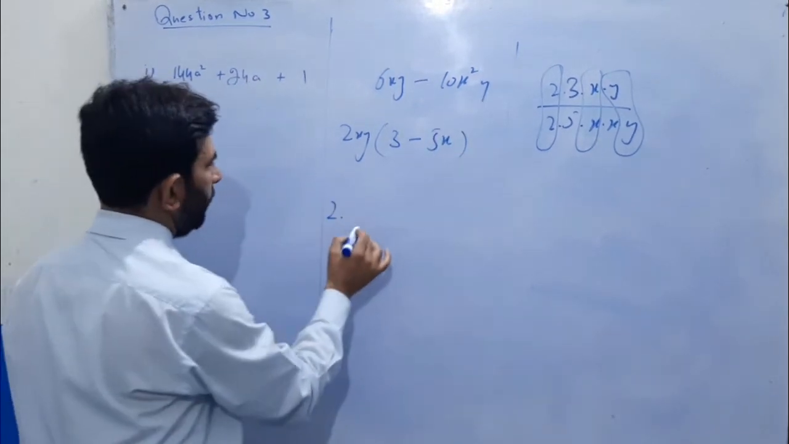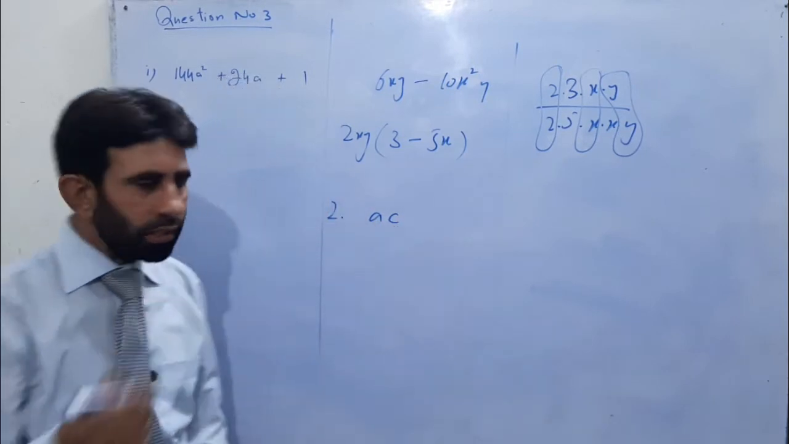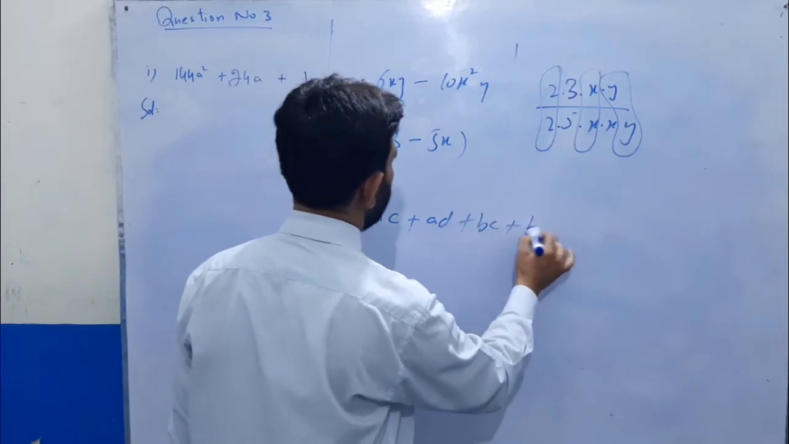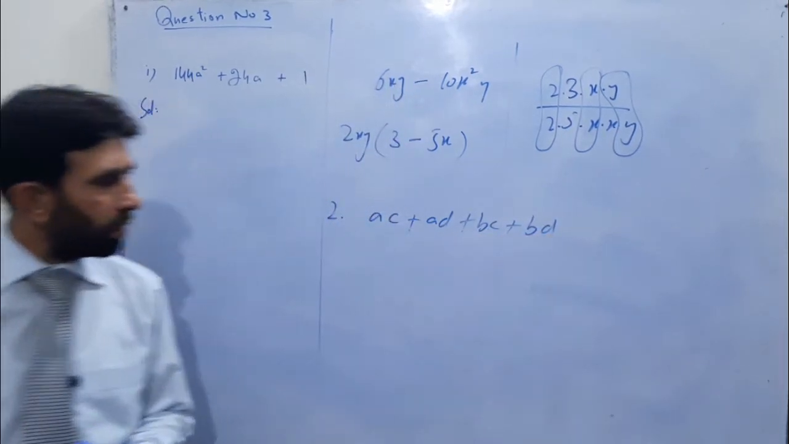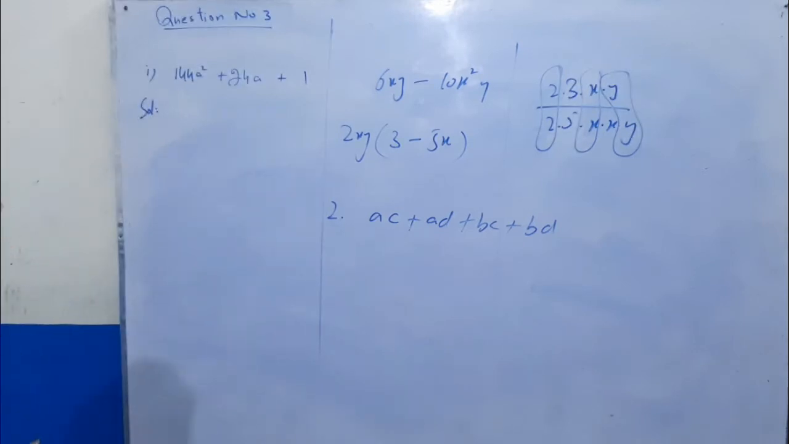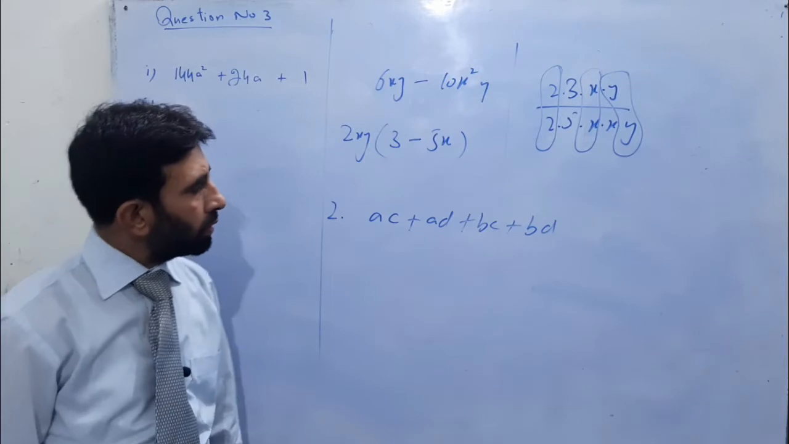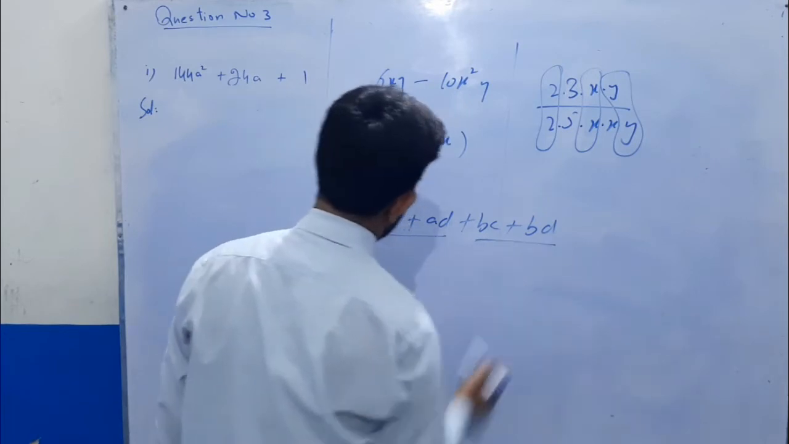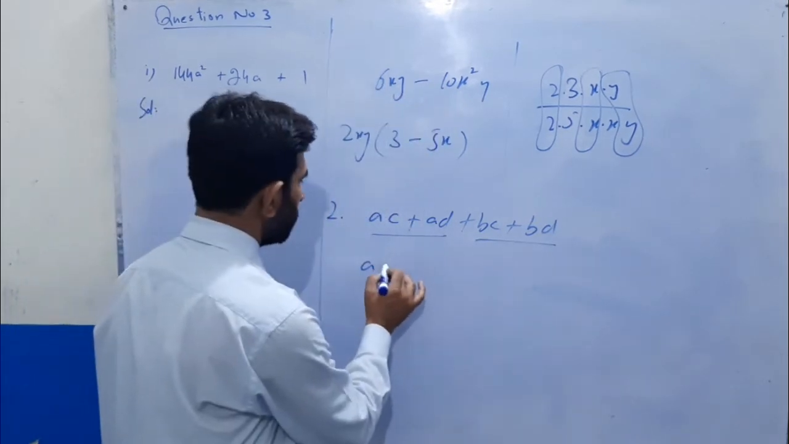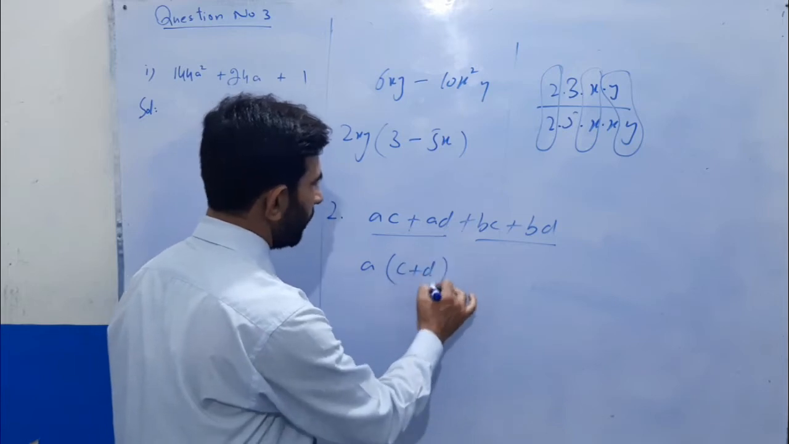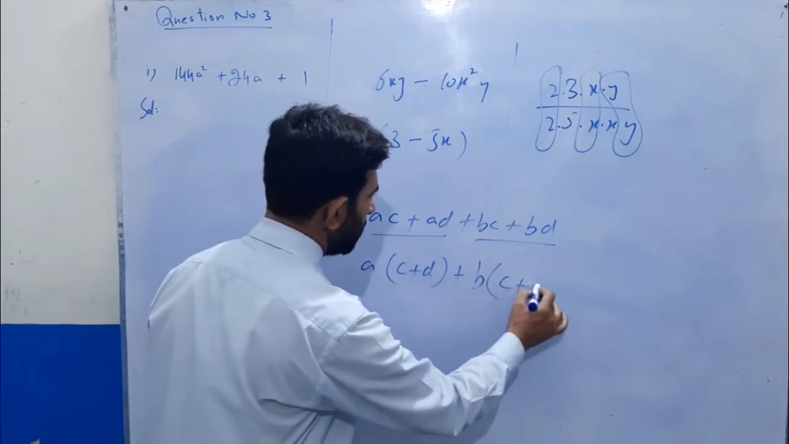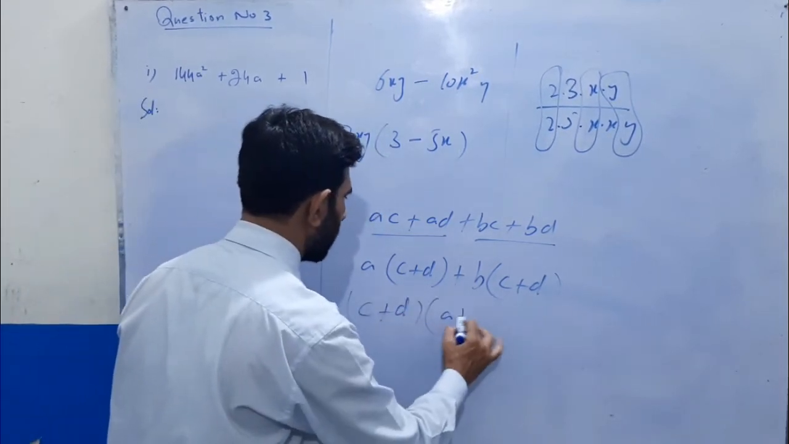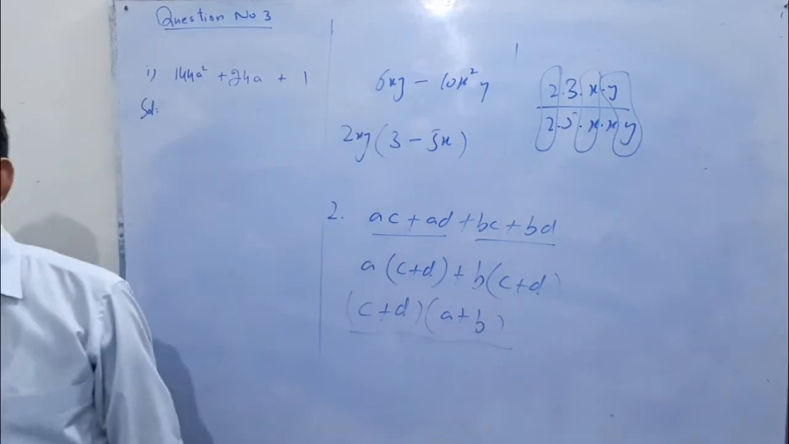And in question number 2, we have studied these type of questions like AC plus AD plus BC plus BD. There were 4 terms. Now, no number is common in all the given 4 terms. So 2 terms can be joined together. Now A is common in these 2 terms. What's left? C plus D. And here what's common? B is common. Remaining there is C plus D. C plus D is again common. So here you can write C plus D, and remaining there is A plus B. So these type of questions were there in part 2.